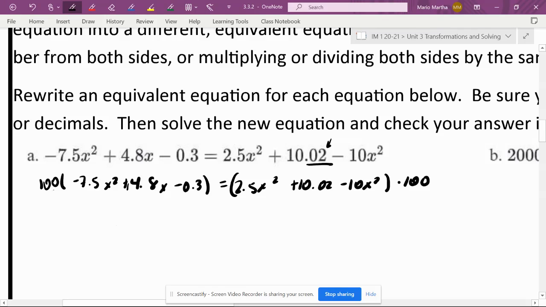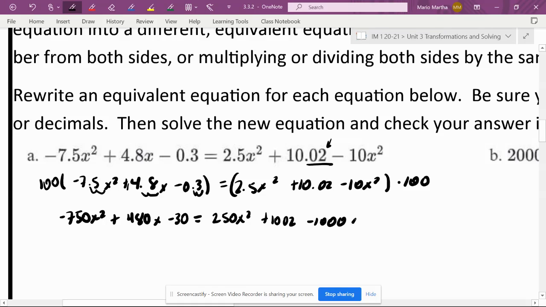So distribute the 100, you're going to get 100 times negative 7.5. Move the decimal 2 to the right. So that's going to be negative 750x squared. 2 to the right, so it's going to be plus 480x minus, move 2 to the right again, so it's going to be minus 30, just 30 by itself, equals, again, 2.5 times 100. That's going to be 250x squared plus, get rid of the decimal here, so it's going to be plus 1002. And then 10 times 100 gives you 1000, so minus 1000x squared.